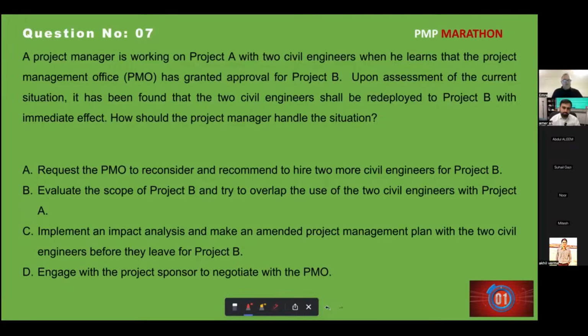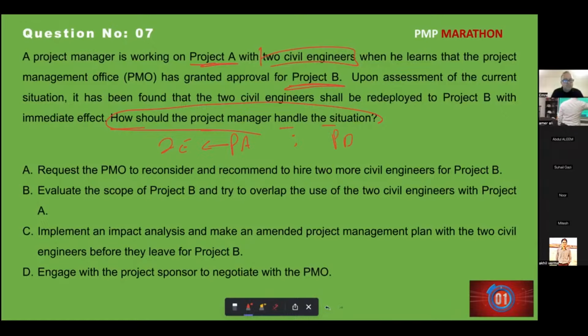Okay. Let's go to the question. So we have a conflict here. Let's solve it. How should the project manager handle this situation? A project manager is working on project A with two civil engineers, when he learns that the project management office has granted approval for project B. Okay, you are working in A, you have two engineers. You also get project B. Upon assessment, it has been found that they shall be redeployed to project B. Both of them will go to project B.